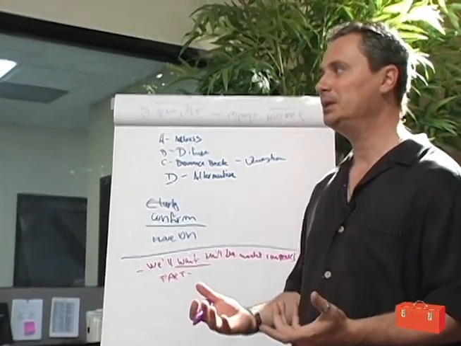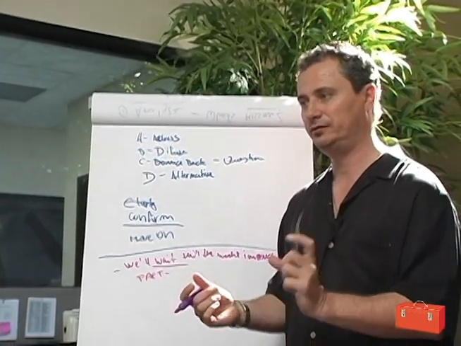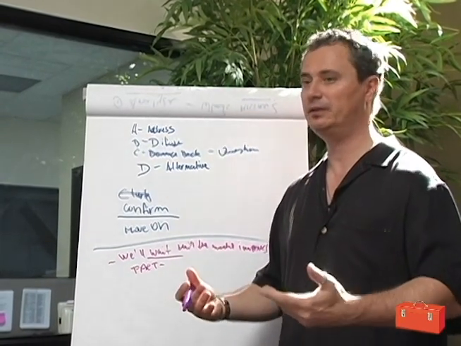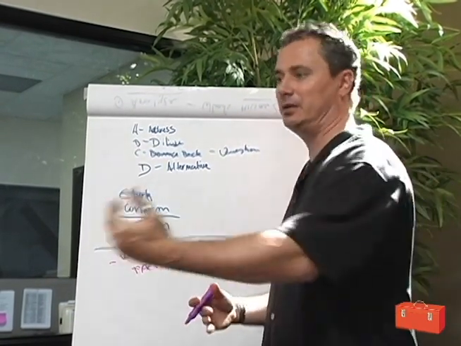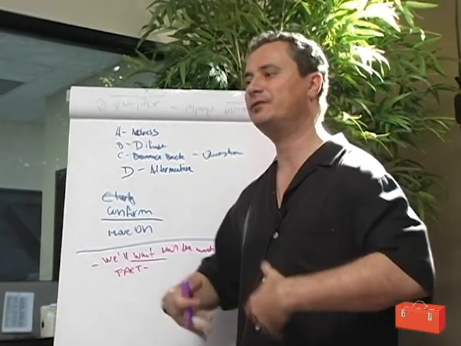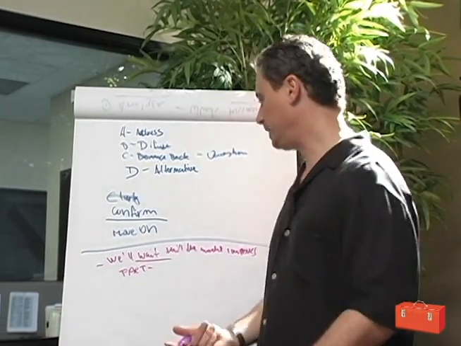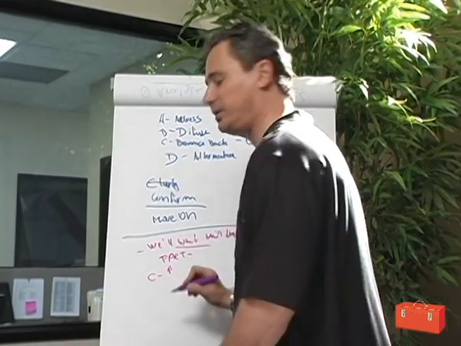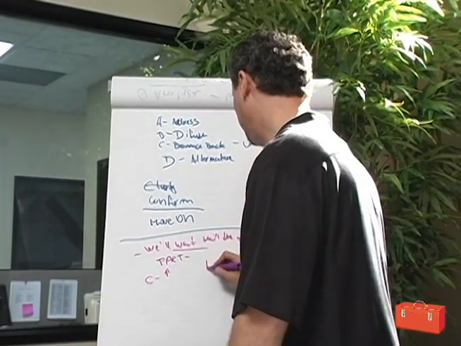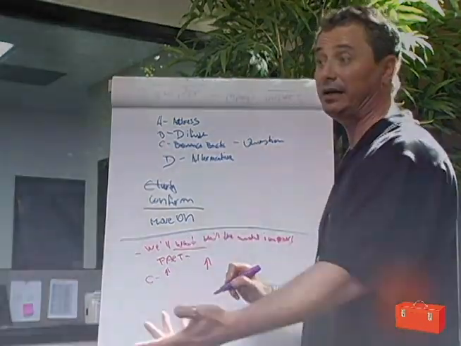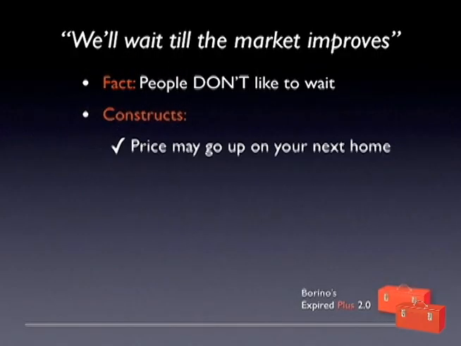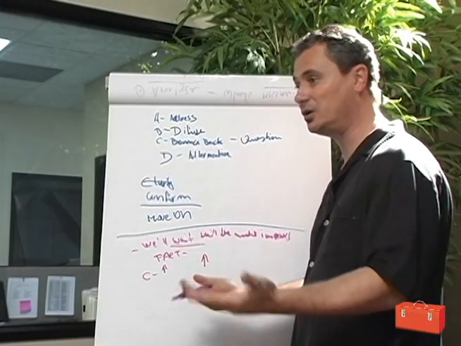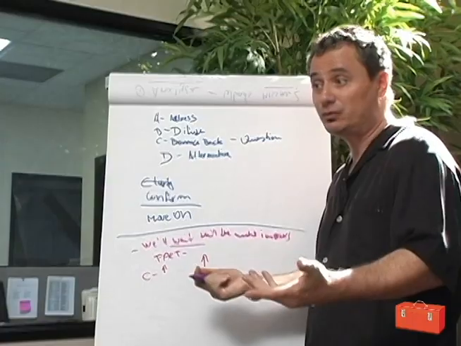Constructs are like little hooks of certain facts or certain truths that you can use to ask a question and then offer an alternative. One of the constructs you can establish is, if the prices go up for your home, they will go up for a home you're going to buy. So you're right, when we wait, you're going to get more for your house. But you will also end up paying more for wherever you want to go. Chances are, if the market goes up, it goes up. That's one of the constructs you can build.